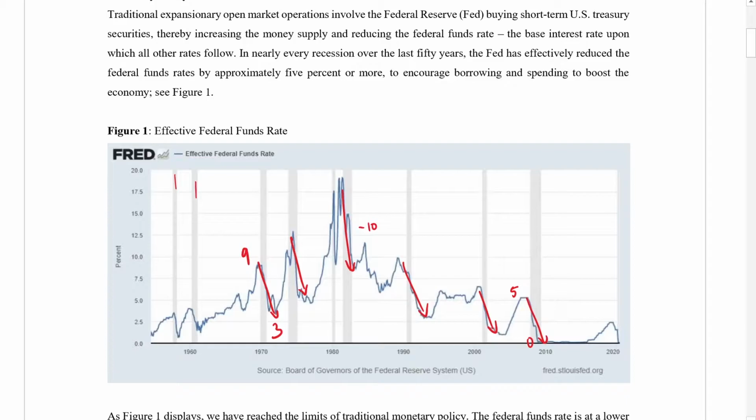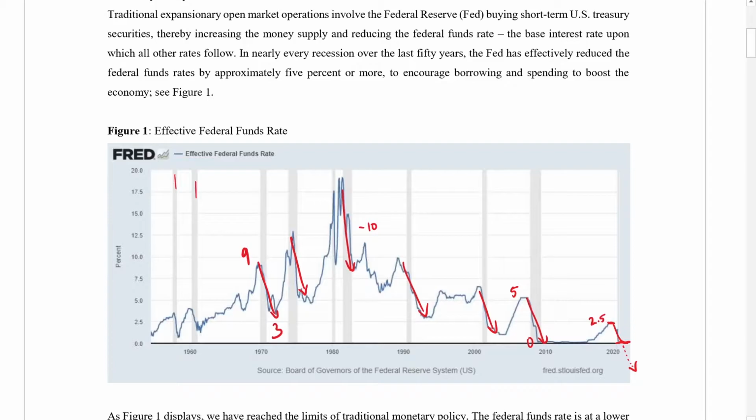And then this last one, we're starting at 2.5, but the problem is we don't have 5% to drop, because otherwise interest rates would go negative. So the traditional monetary policy, which we'll be discussing in class, doesn't really work as it would have previously.